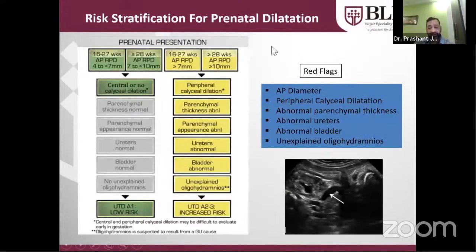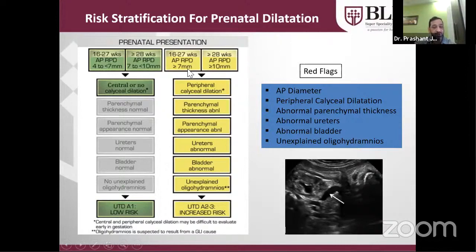Now, depending on this multidisciplinary consensus, they have classified the antenatal urinary tract dilatation into 2 groups, the low risk group and the increased risk group. So low risk group, basically when in the early gestation, the AP diameter is less than 7 mm, and in the late gestation, when the AP diameter is less than 10 mm, with no central or calyceal dilatation, they have been labeled as a low risk group. So early gestation less than 7, late gestation less than 10, without any other associated abnormalities, it's a low risk group.